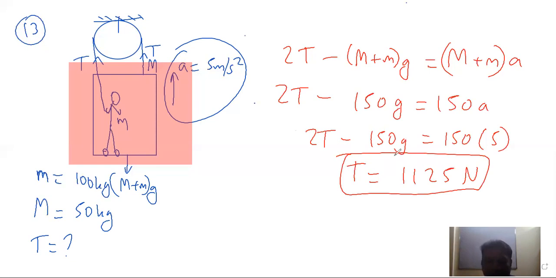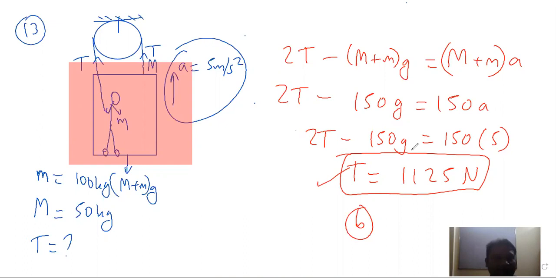So for question 13, our answer is option B. Tension T comes out to be 1125 Newton. So how do we get this? Simply, we know it is 225 into 5, so tension comes out to be 1125 Newton.